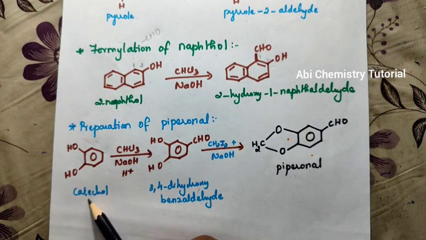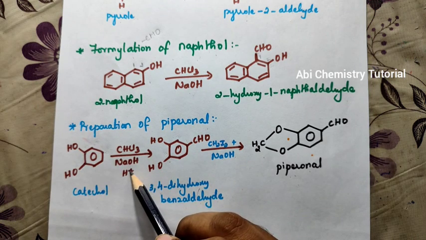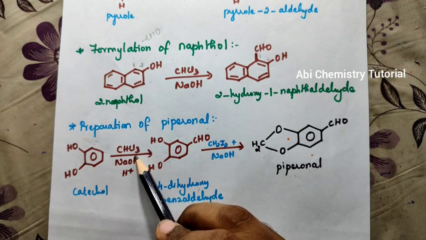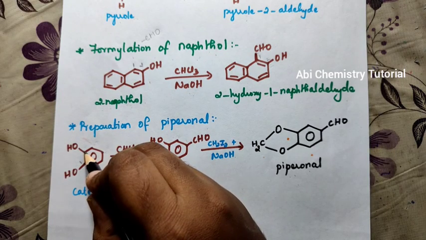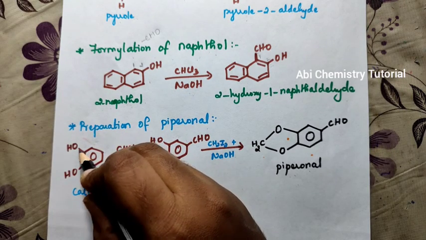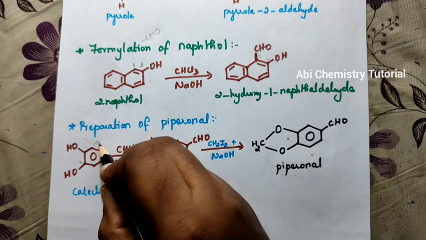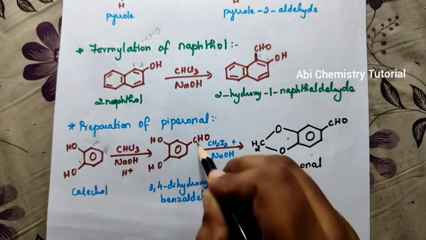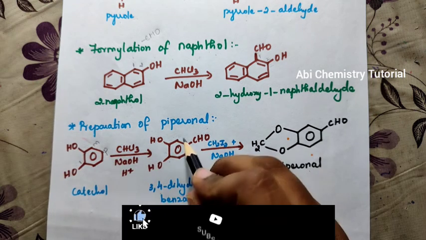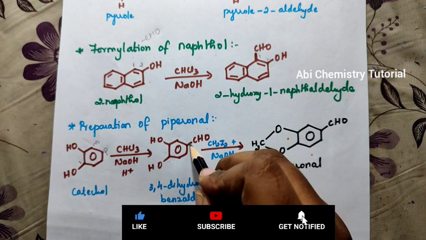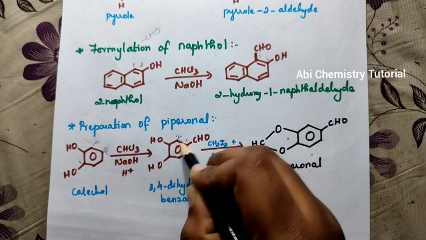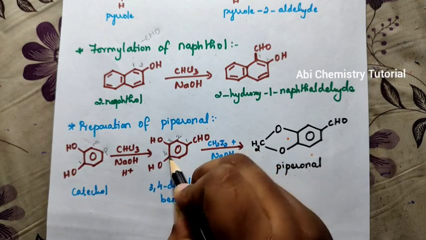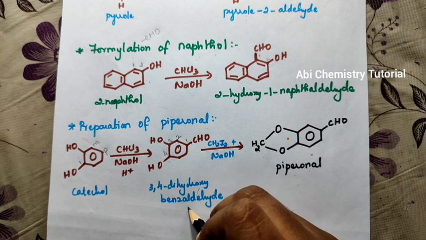So this is catechol. And when we subject this to Reimer Tiemann's reaction, if this is the first position, then the ortho position is filled by OH. So this is meta and this is para. So the incoming group CHO is attached to the para position. So the CHO group gets the priority. So now the naming goes like this: 1, 2, 3, 4. So 3,4-dihydroxybenzaldehyde.